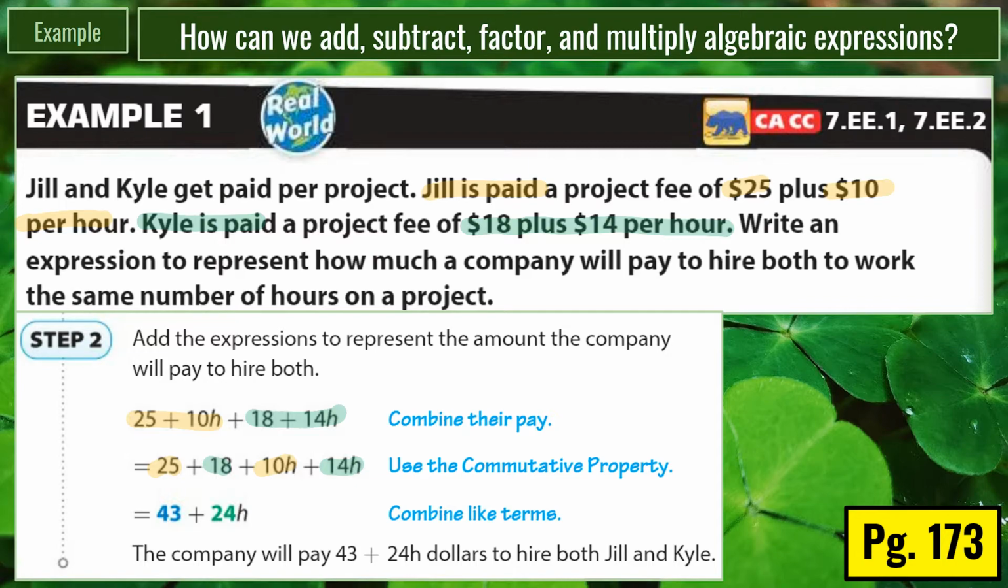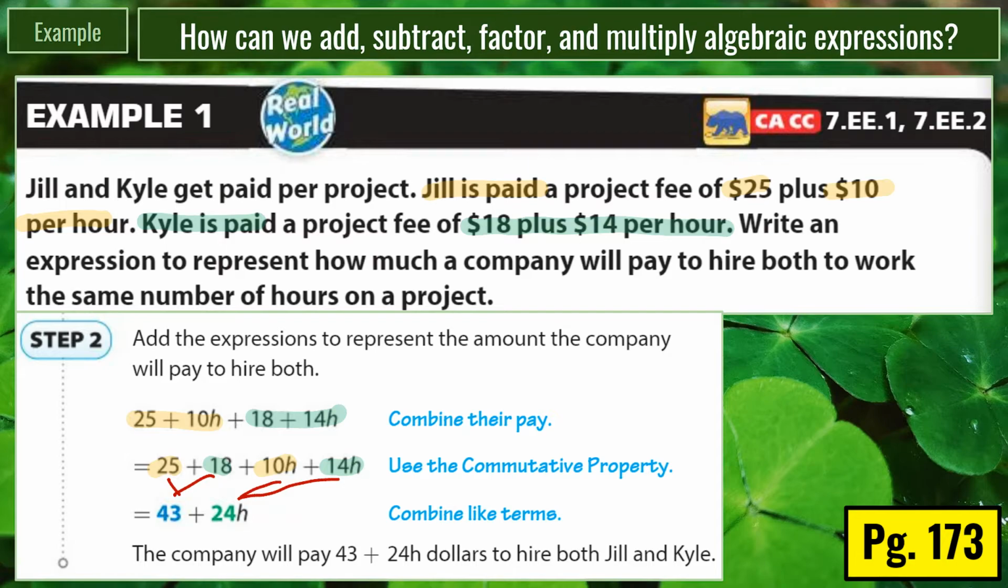We're going to combine things. We can start by combining our constants. 25 plus 18 gives us 43. And then we can combine our variables. 10h plus 14h gives us 24h. So now we have a simplified expression, something that's a lot easier to use.